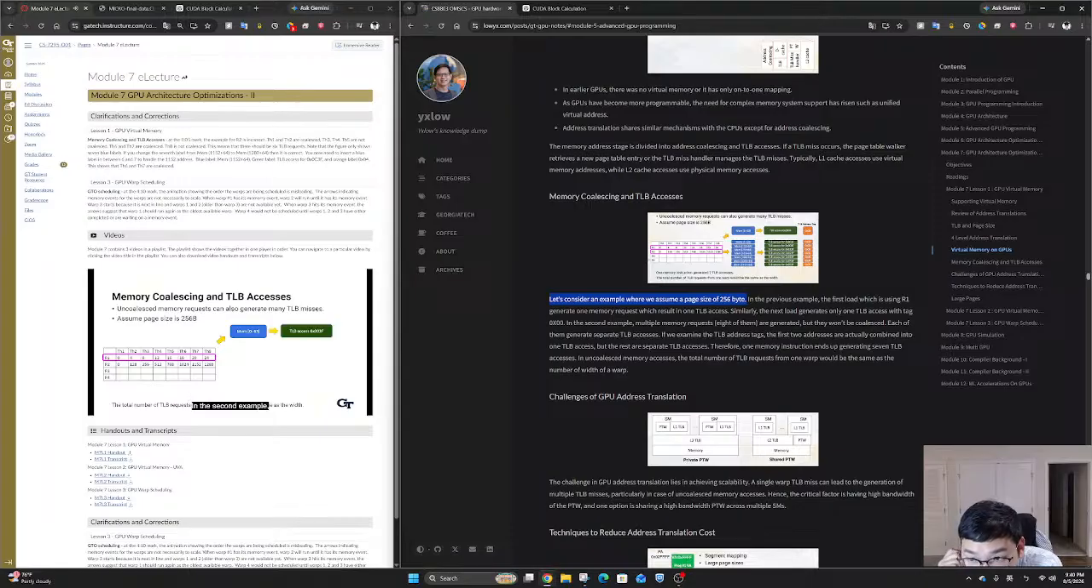In the second example, multiple memory requests, 8 of them, are generated, but they won't be coalesced. Each of them generates separate TLB accesses. If we examine the TLB address tags, the first two addresses are actually combined into one TLB access, but the rest are separate TLB accesses. Therefore, one memory instruction ends up generating 7 TLB accesses.